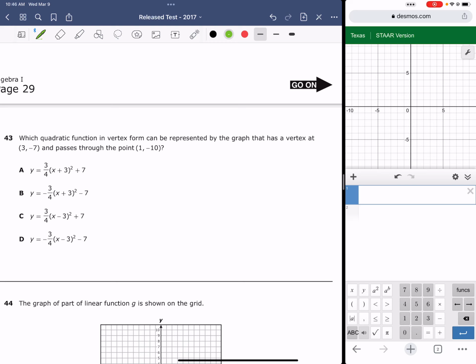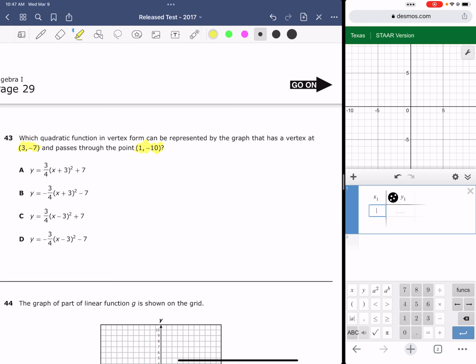Which quadratic function in vertex form can be represented by the graph that has a vertex at (3, -7) and passes through the point (1, -10)? The question gives us 4 choices that are all solved for y, which means that they can be graphed in Desmos. We will graph them one at a time and see which of the 4 options passes through these 2 points.